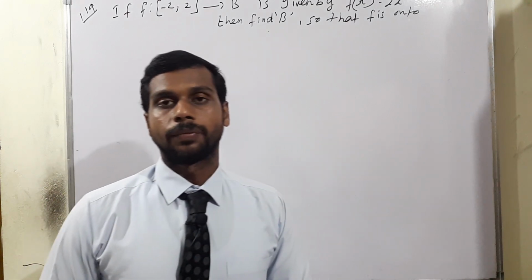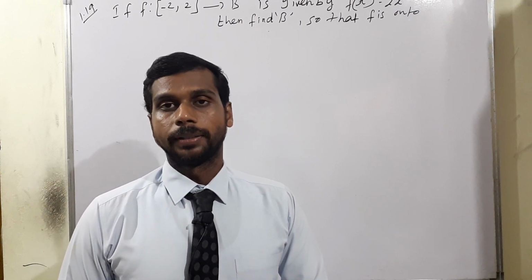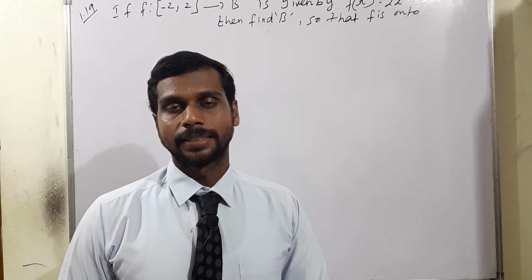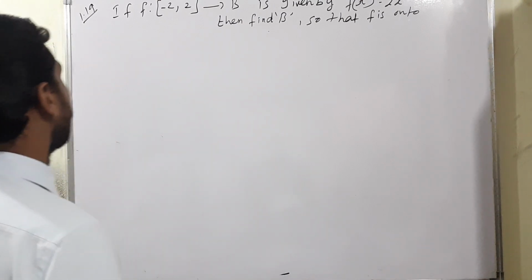In this conversation, we are going to continue the examples from chapter number 1. What is the name of chapter number 1? Sets, Relations and Functions. I am moving to example 1.19.